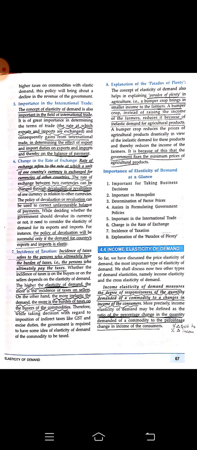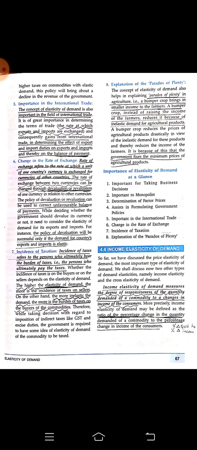Next, explain the paradox of plenty. The paradox of plenty in agriculture is bumper cropping, meaning the cultivation is in surplus. Bumper cropping brings small income to the farmers.